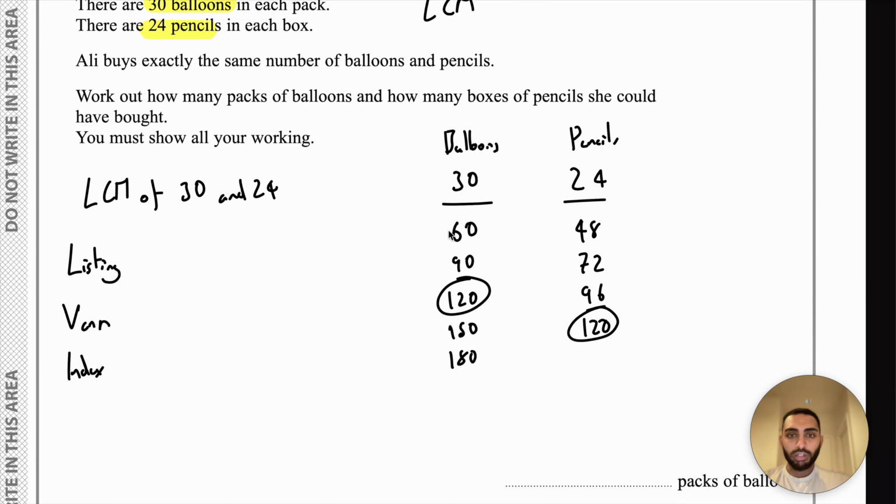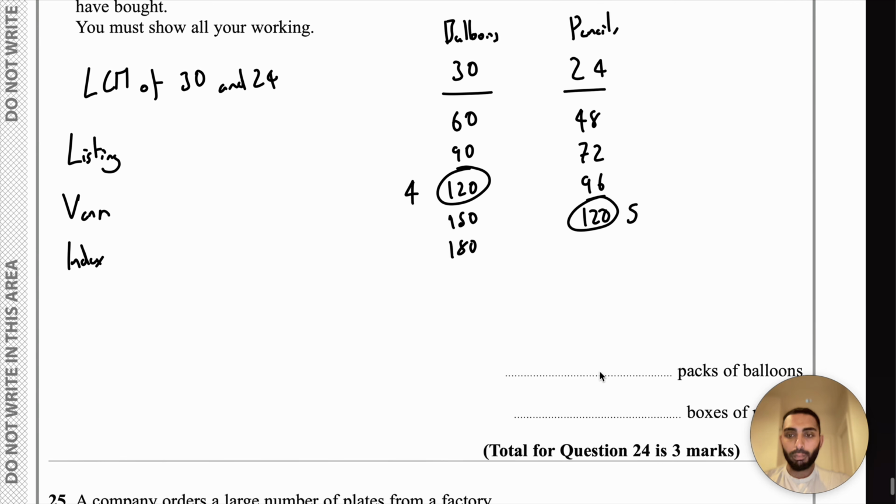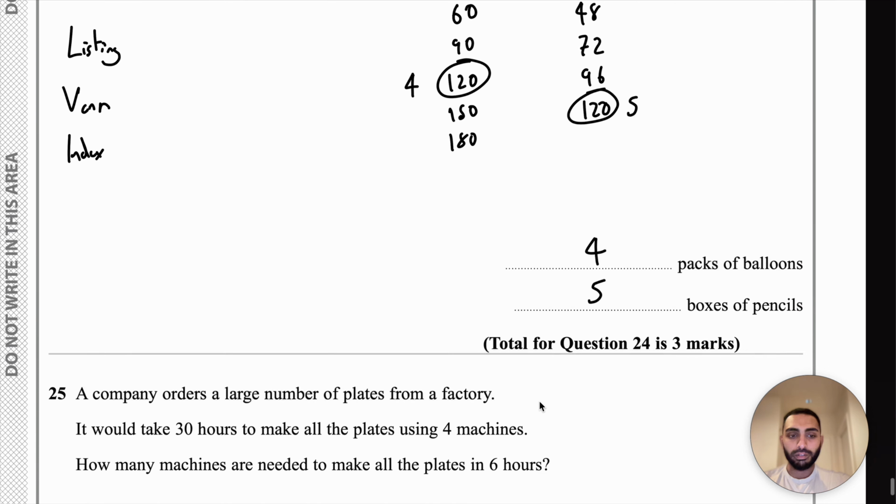This would be 1, 2, 3, 4 packs, and this would be 1, 2, 3, 4, 5 boxes. So we're going to write 4 packs of balloons and 5 boxes of pencils.